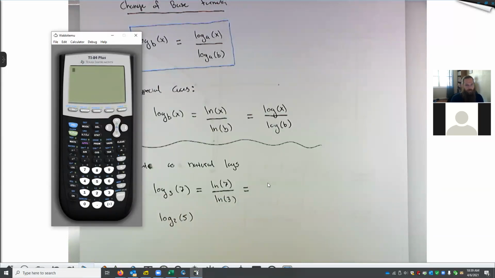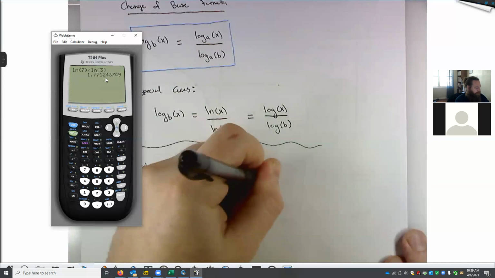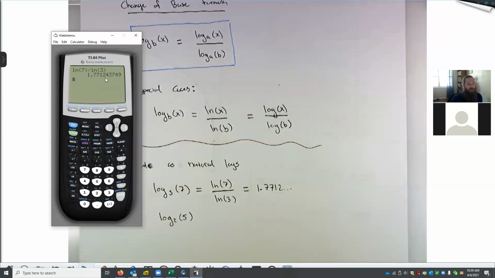But here we go. If I want to evaluate this, I can type ln 7, close parentheses, divided by ln 3, close parentheses. And this will give me 1.7712, blah, blah, blah. Now, if you have a TI-84 or a newer TI graphing calculator, and you hit the math button, you can scroll down to the log base here. And I could enter this directly as the log base 3 of 7. And it'll give me the same thing.